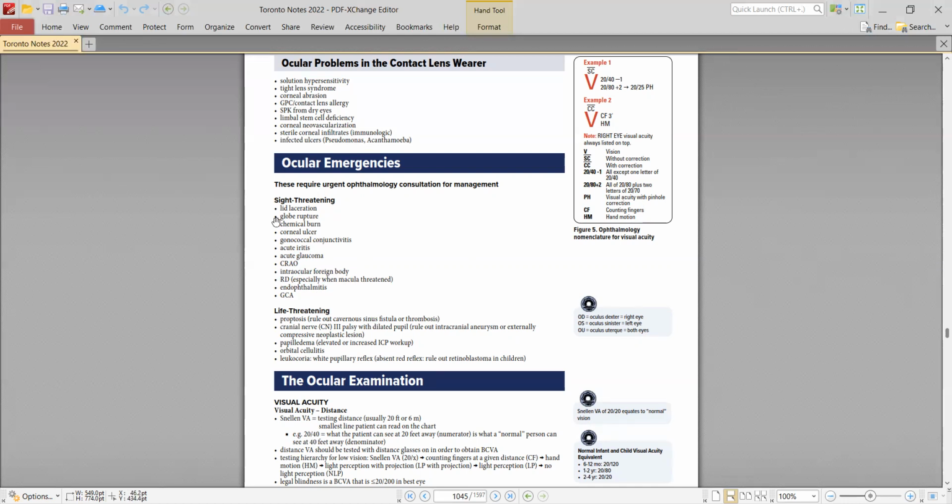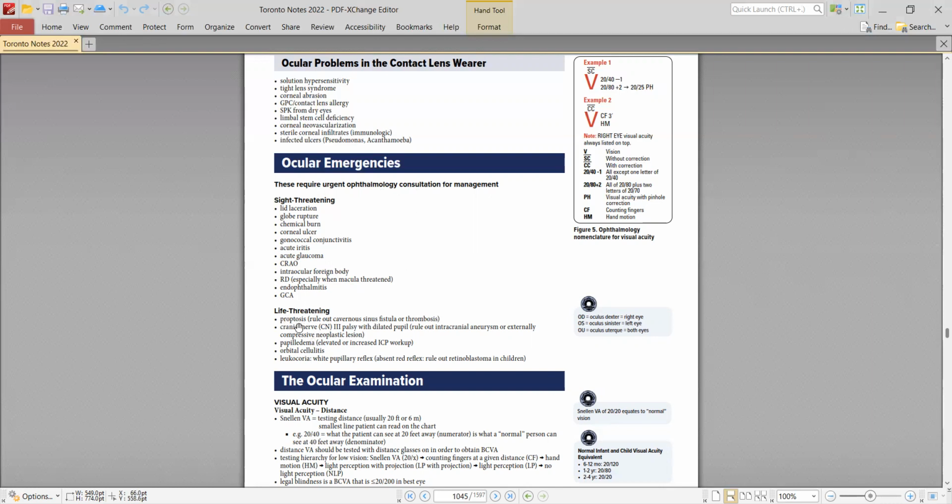Endophthalmitis is important. Globe rupture is important because if one eye is ruptured, then the other eye can also become like a sick eye, and both eyes will ultimately lose their vision. So, life-threatening. What are the life-threatening ocular emergencies? It means the patient is in danger of losing not only vision but also his life.